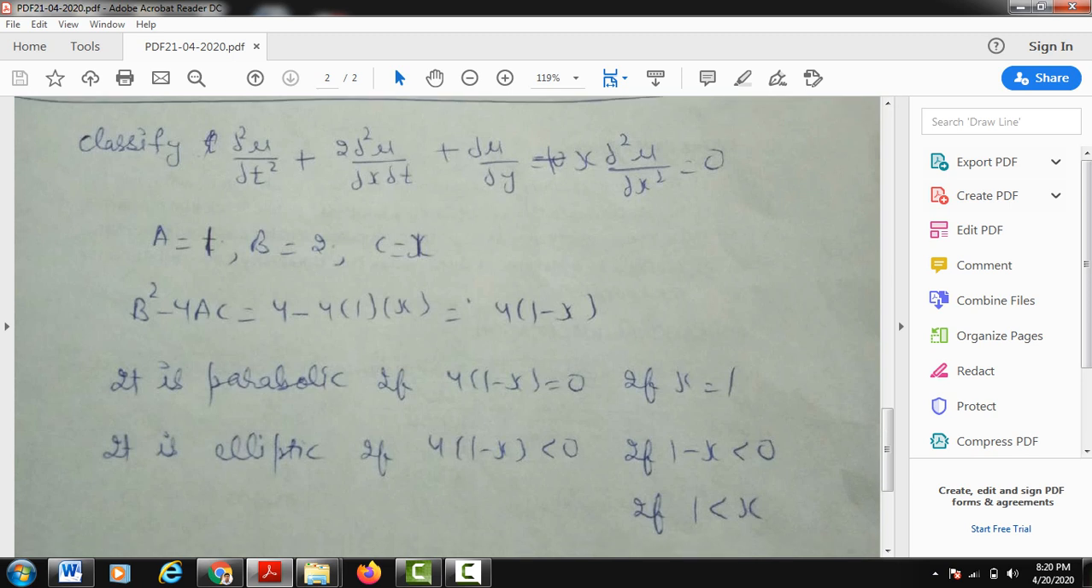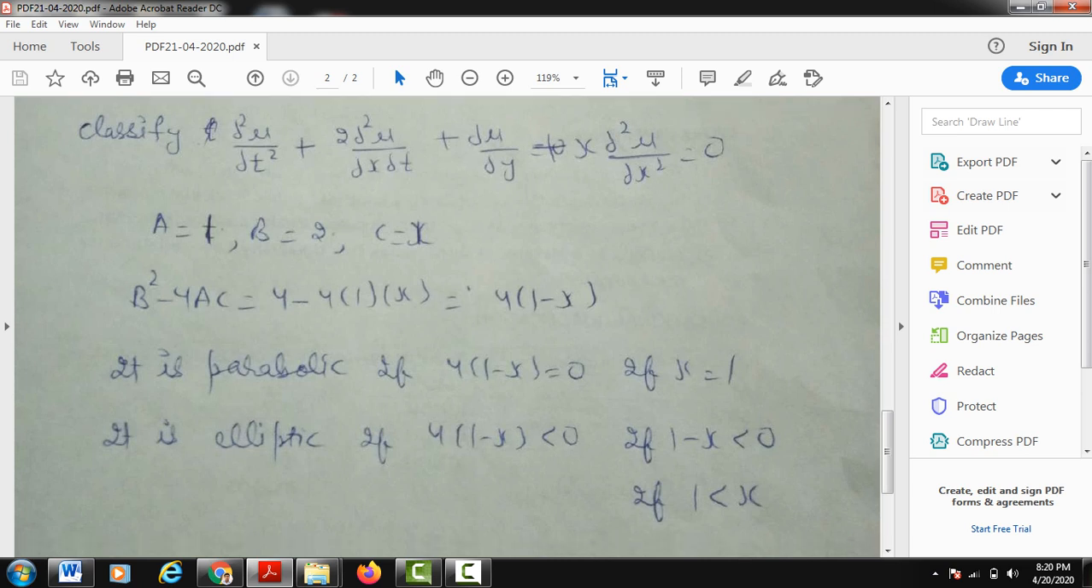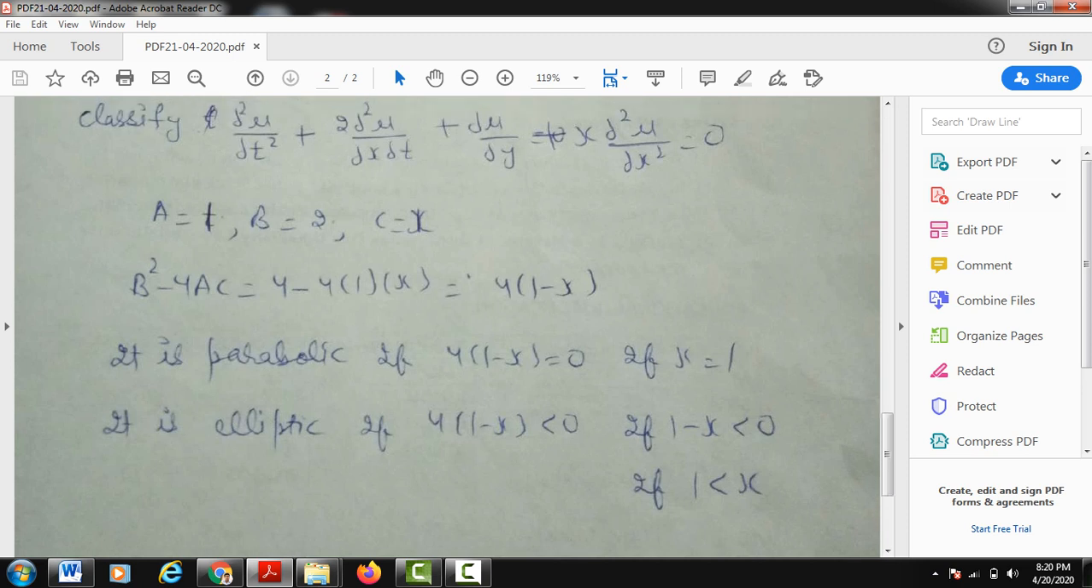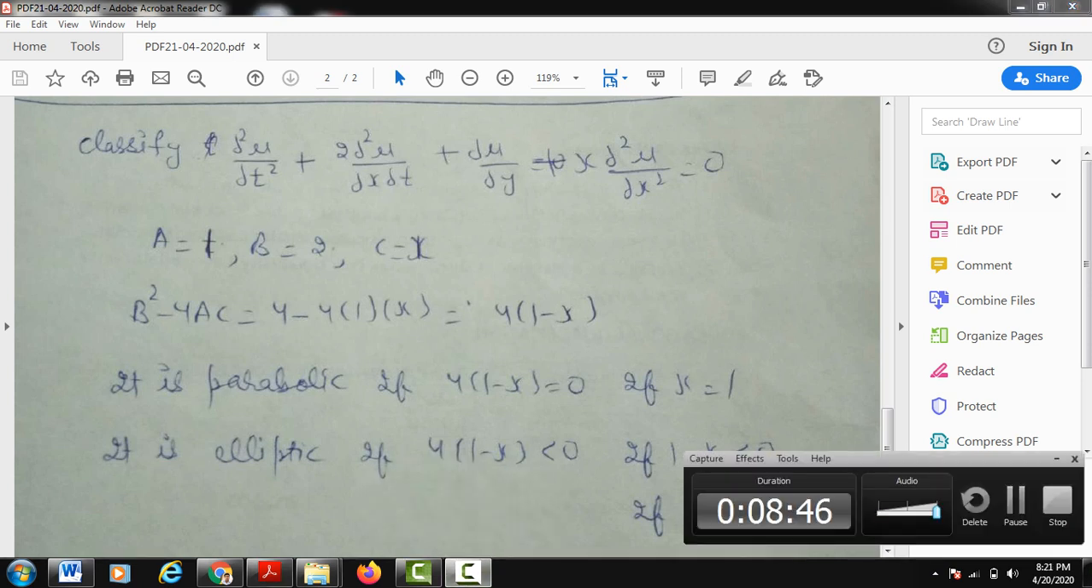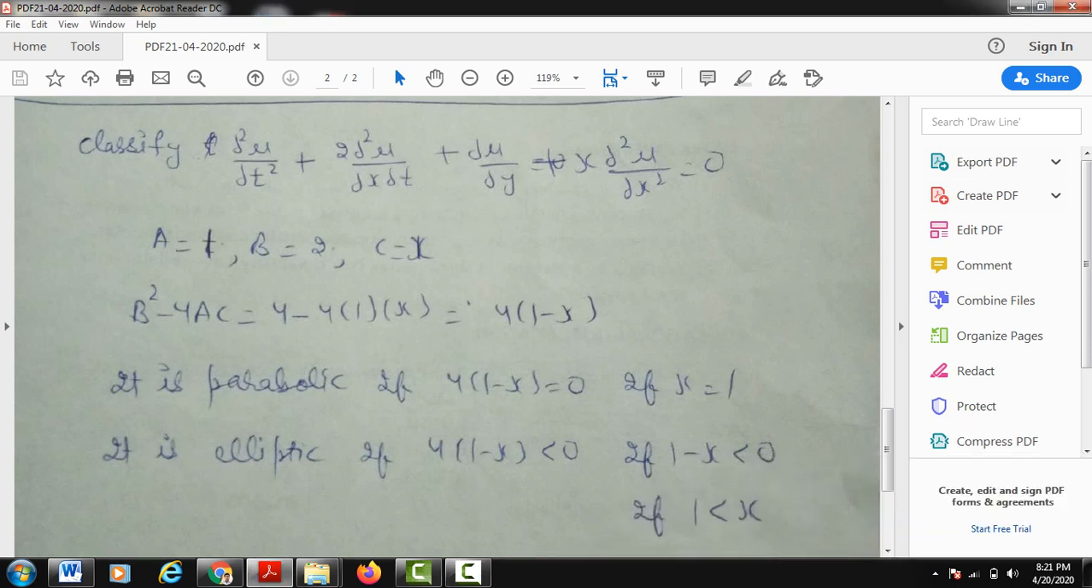We are having a numerical, a second order partial differential equation of degree 1, which is given by ∂²u/∂t² plus 2 ∂²u/∂x∂t plus ∂u/∂y plus x ∂²u/∂x² is equal to 0. We have to classify this equation. So students, again this is your second order partial differential equation of degree 1. So I will make the comparison of this equation with the general second order partial differential equation of degree 1. So here I am getting the value of a as 1, the value of b as 2, and the value of c as x.